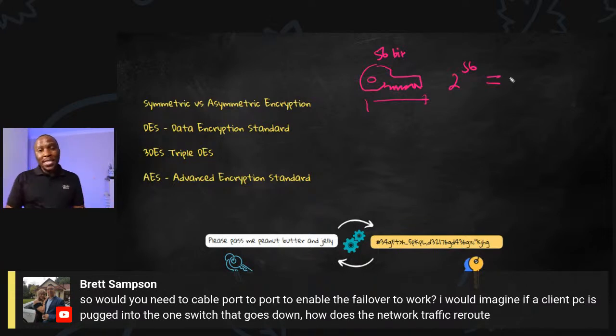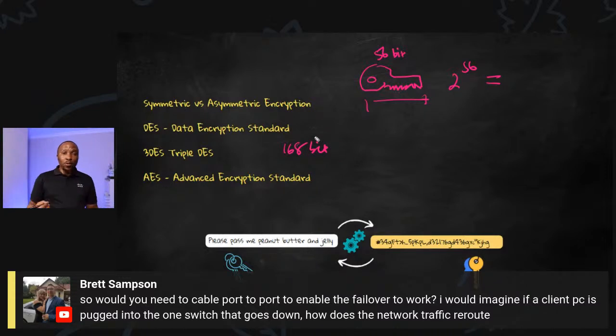DES was superseded by triple DES. And as you can see, the name triple DES is just a multiplying effect of the key, increasing the key size to 168 bits. And that too has basically been compromised. There are computers that have been able to break the triple DES key.